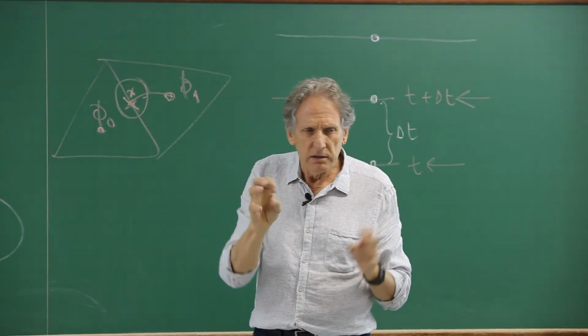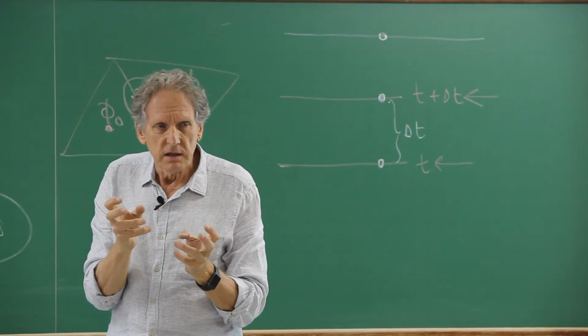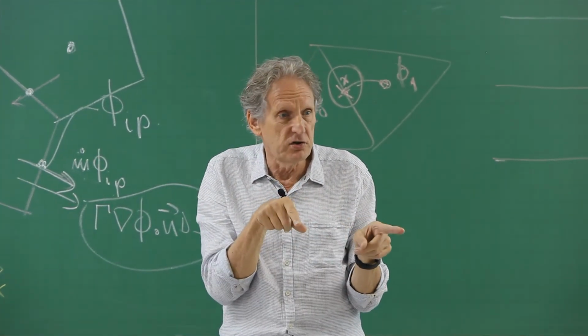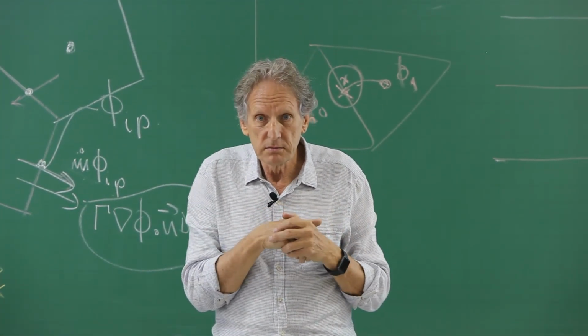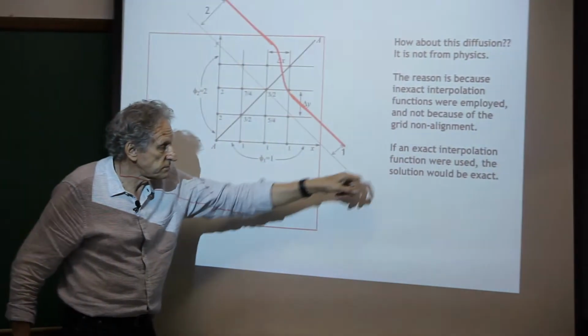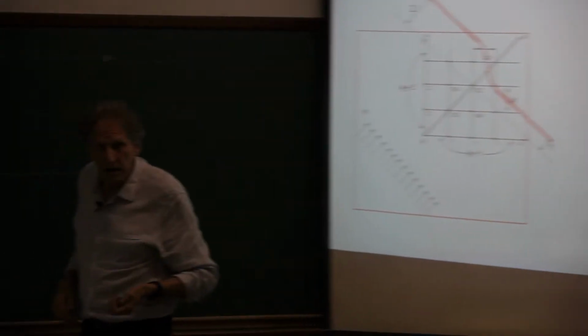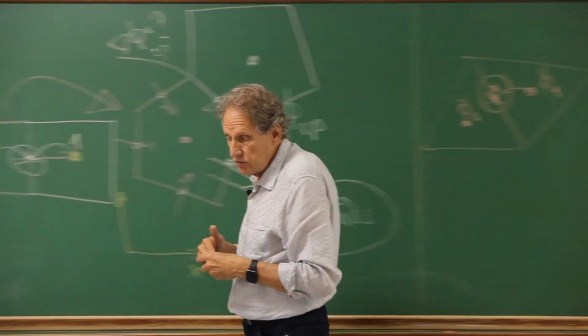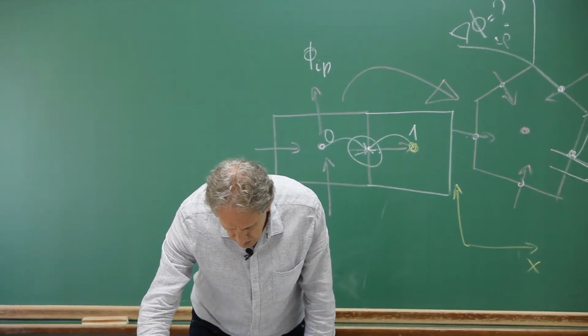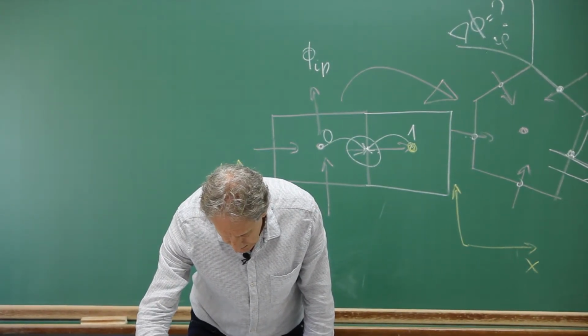But then I think you could understand. It's not the fact that it is inclined. It's because of the interpolation function which is not good for the problem. If you use an exact interpolation function, the solution will be the exact solution. These are some remarks on that, because I have seen this.